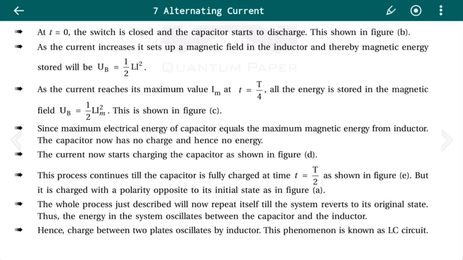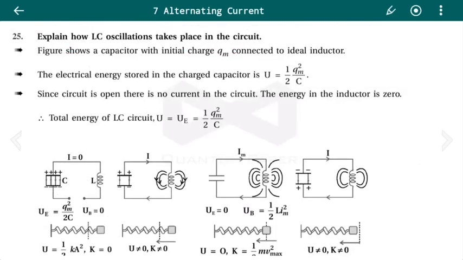Hence the charge between the two plates oscillates through the inductor. This phenomenon is known as the LC circuit. So students, you may note down this theory.